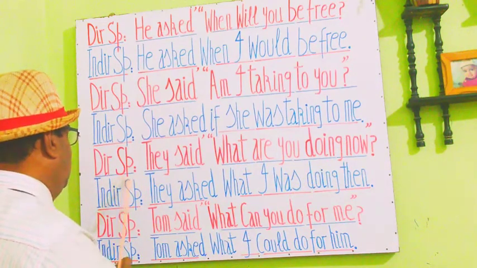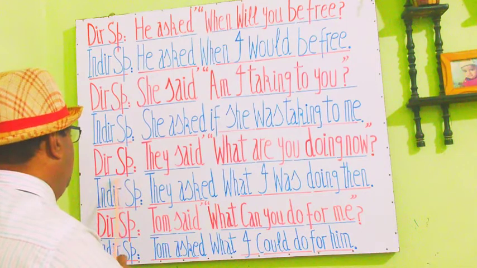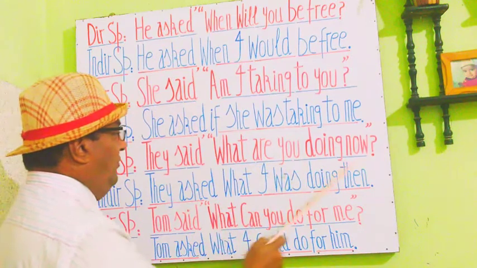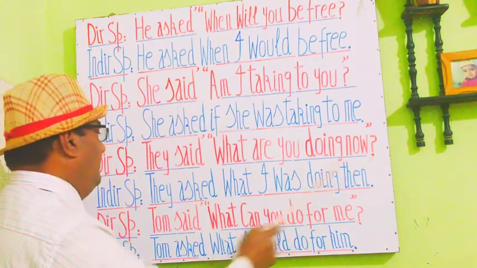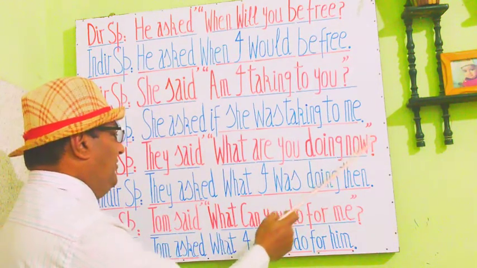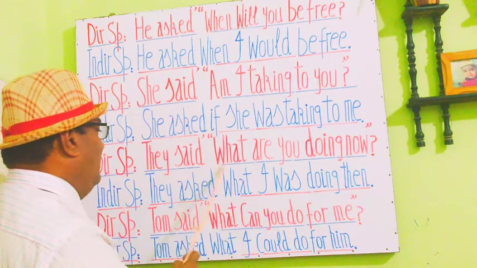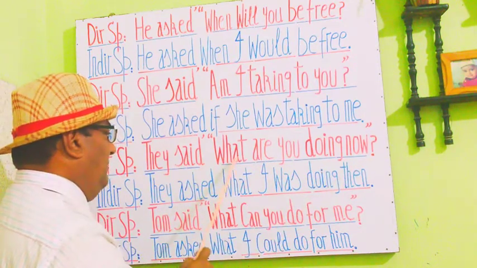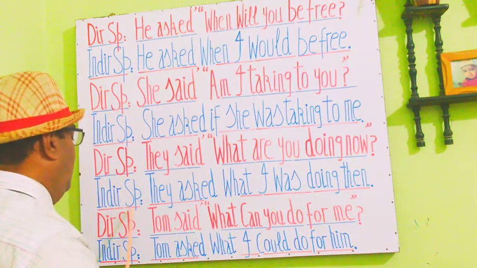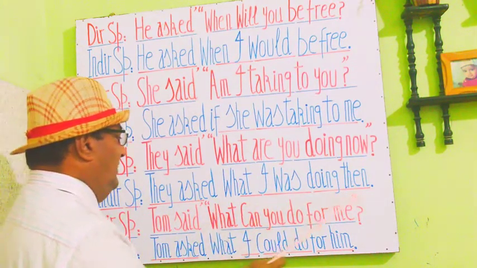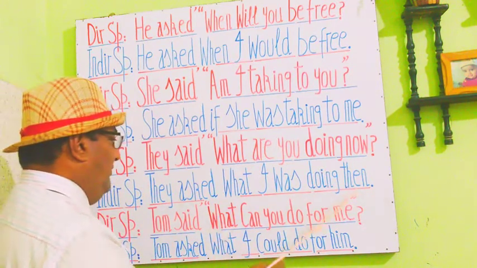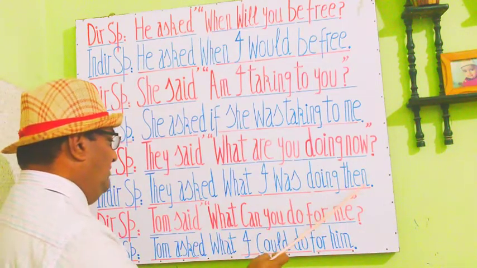Now see the next direct speech. They said, comma start, what are you doing now? Comma close, interrogative sign. उन्होंने पूछा अब आप क्या कर रहे हो? Let's see its change in indirect speech. They asked what I was doing then.